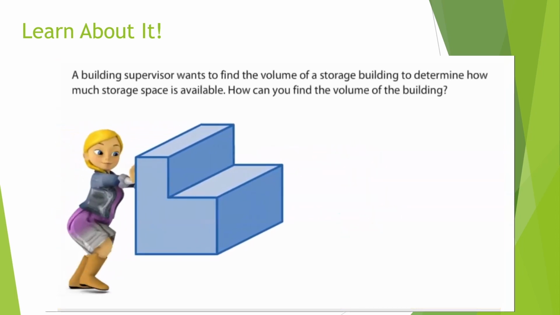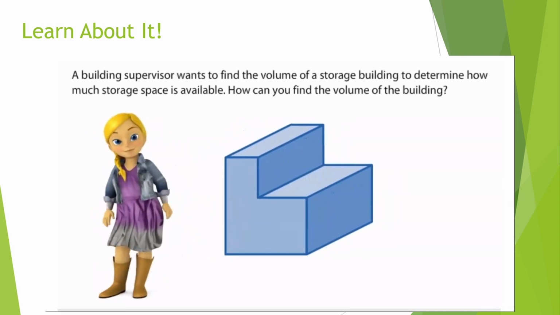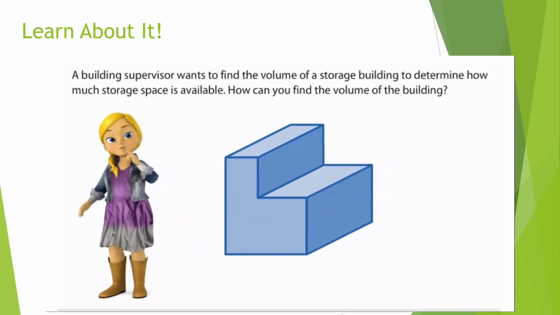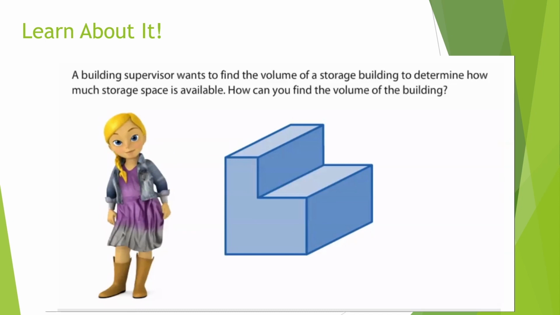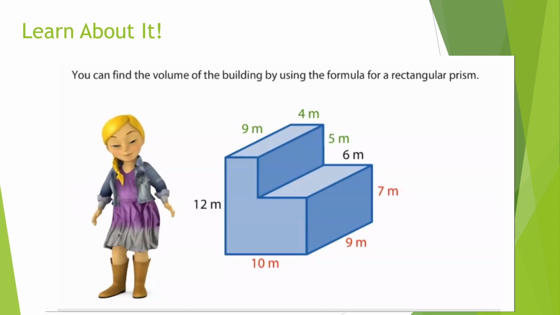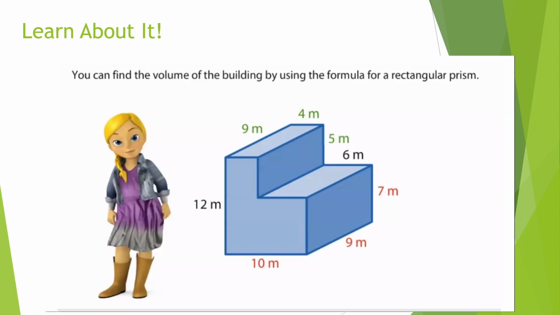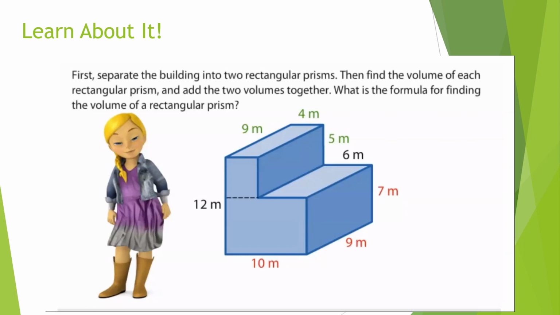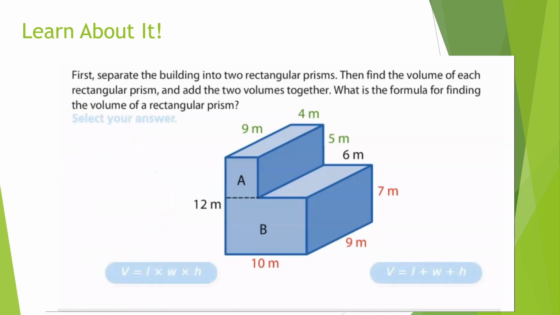A building supervisor wants to find the volume of a storage building to determine how much storage space is available. How can you find the volume of the building? You can find the volume of the building by using the formula for a rectangular prism. First, separate the building into two rectangular prisms. Then, find the volume of each rectangular prism and add the two volumes together. What is the formula for finding the volume of a rectangular prism? Select your answer.